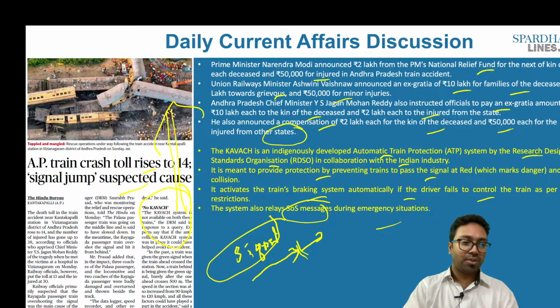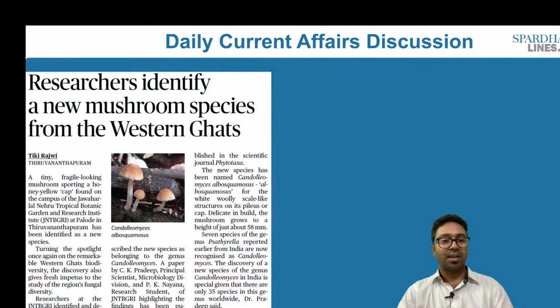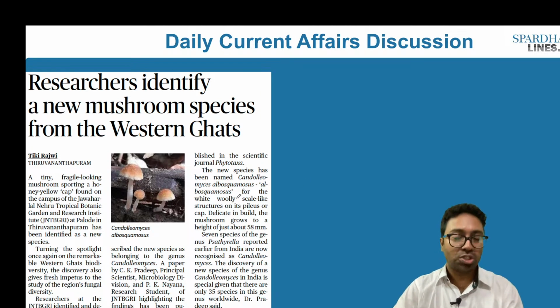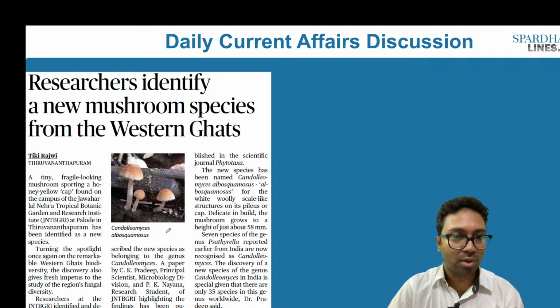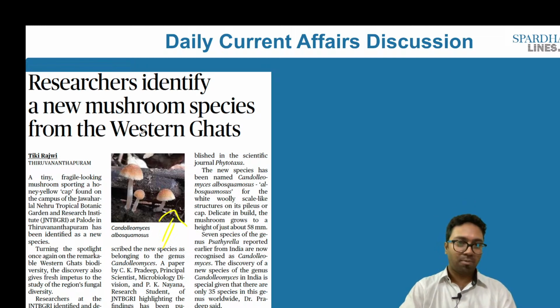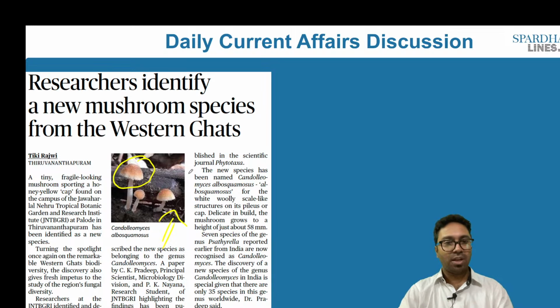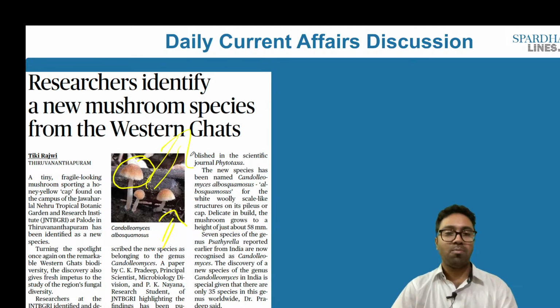Now let's look into the next article. This article is important from the preliminary examination point of view. So a new species of mushroom has been discovered from the Western Ghats. So remember, in case they ask you a question, Candolomyces alboscomus was recently in news. What is it? Remember, it happens to be a species of mushroom. And where is it found? It is found in the Western Ghats. So that happens to be an important factor.